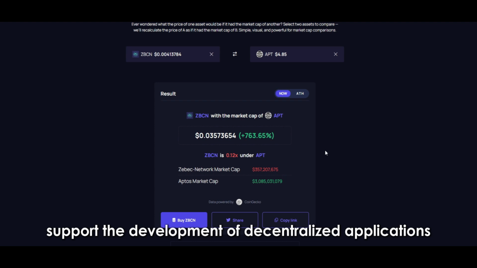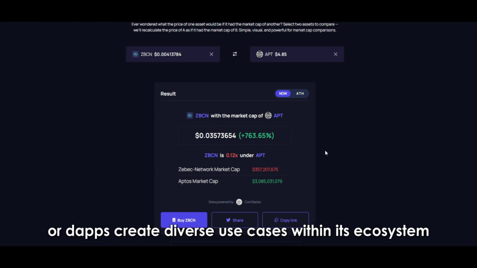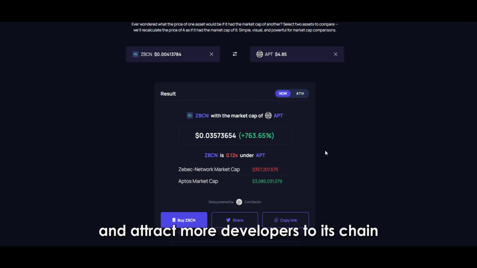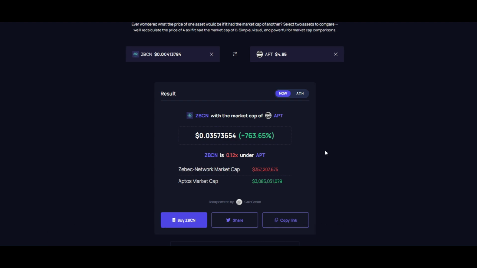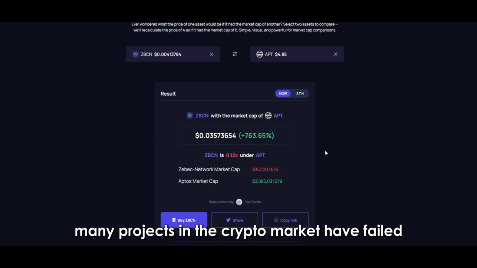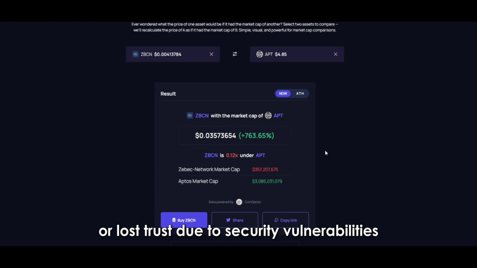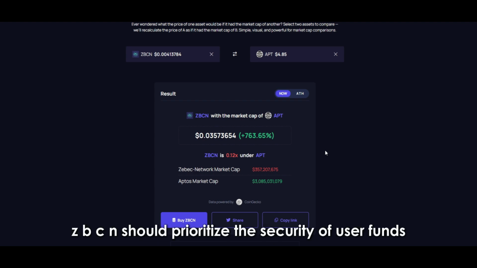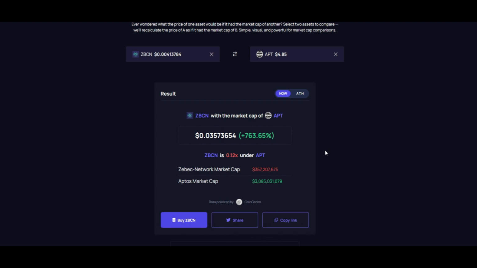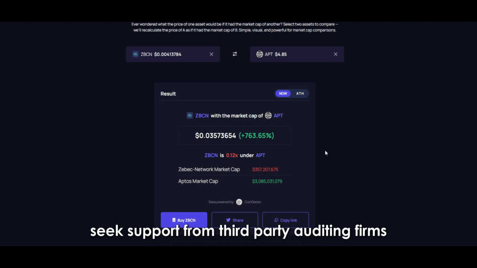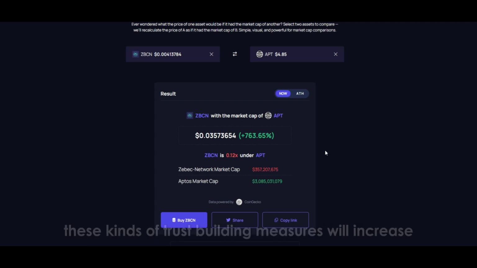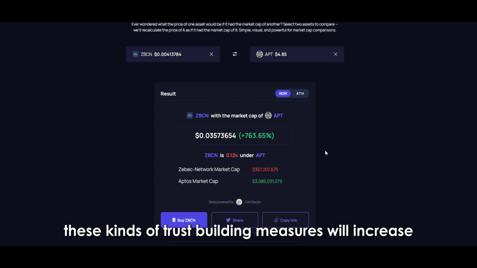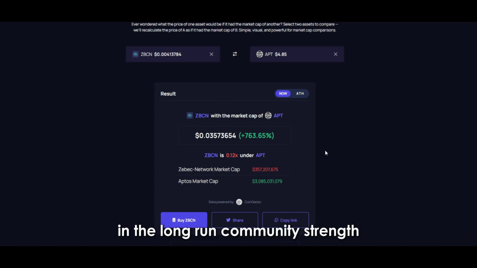Additionally, it should support the development of decentralized applications, or DApps, create diverse use cases within its ecosystem, and attract more developers to its chain. Security is another key factor. Many projects in the crypto market have failed or lost trust due to security vulnerabilities. ZBCN should prioritize the security of user funds, conduct transparent audit processes, and, when necessary, seek support from third-party auditing firms. These kinds of trust-building measures will increase investor loyalty to the project in the long run.